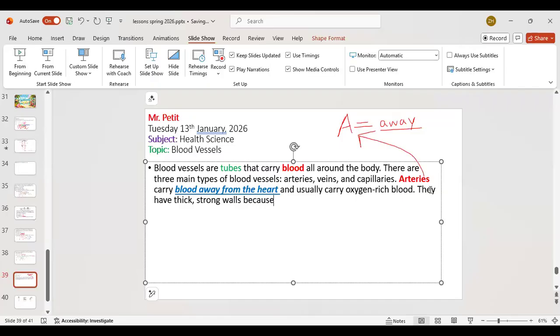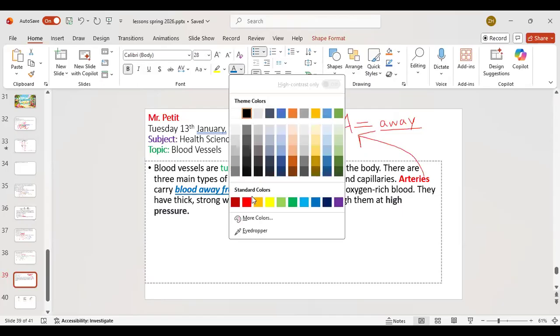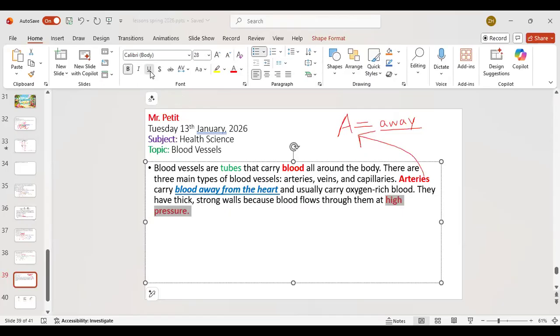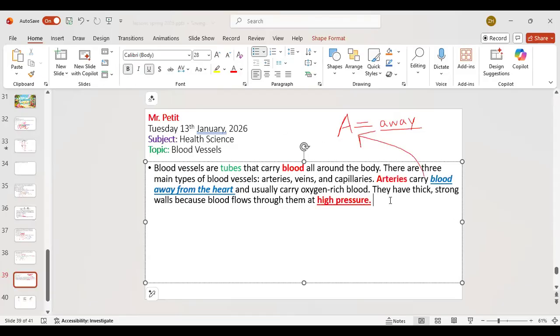All right. So they have thick, strong walls because blood flows through them at high pressure. Write this down for me, please. So they need to have these strong muscular walls so that they can sustain the pressure at which the blood is coming to them. So blood traveling inside of the arteries is gonna have a high pressure, all right?